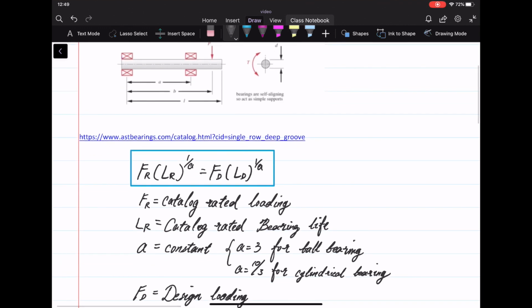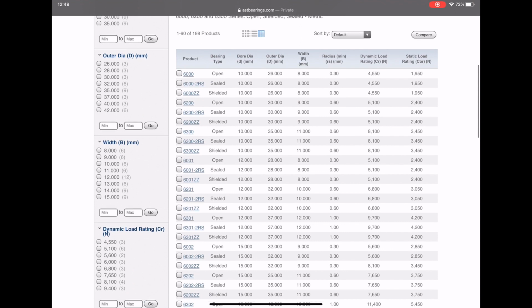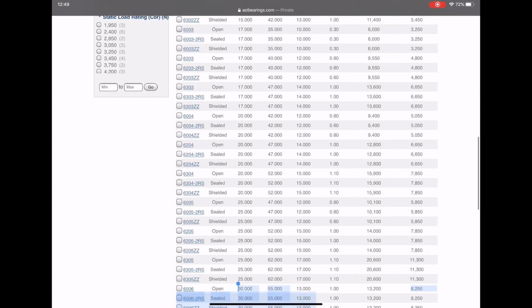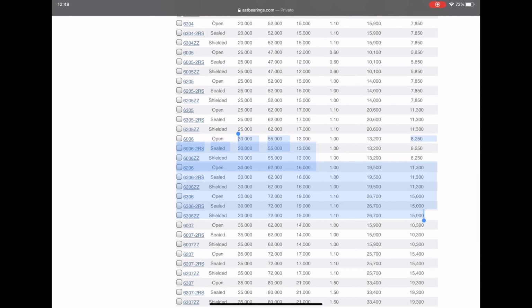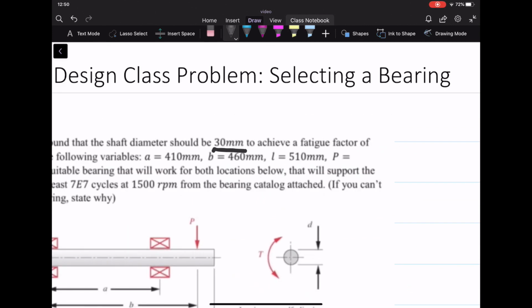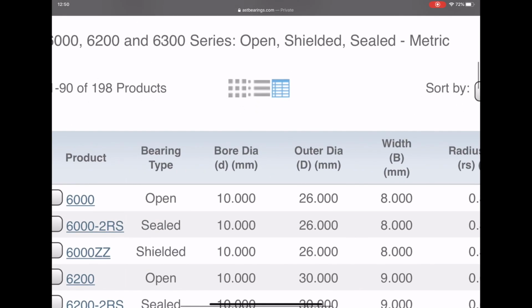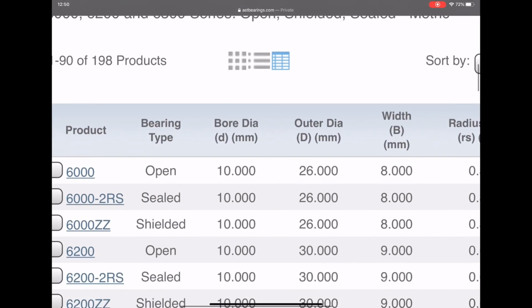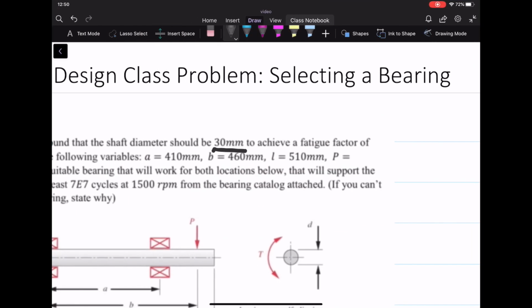When you click that, you will go to a web page which looks like this. It has all the different specs and sizes of bearings, and I particularly highlighted this part because our problem states 30 millimeters right here, and all these highlighted bearings are 30 millimeters bore diameter. This is what we're looking for. I've taken a screenshot of just these 30 millimeter ball bearings, which is on the bottom right here.